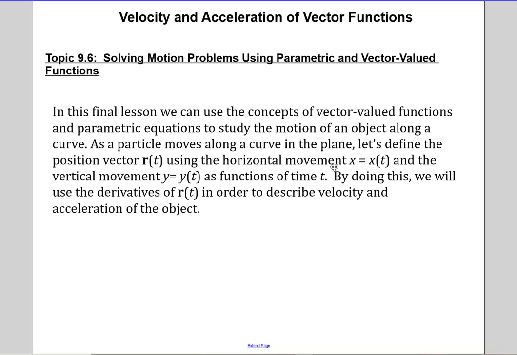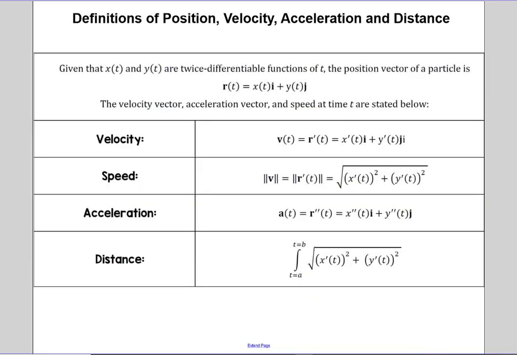As a particle moves along a curve in the plane, we're going to define that position vector again using r of t, with the horizontal movement as x and the vertical movement as y, both of those being functions of time. And by doing this, we can use the derivatives of r of t to describe the velocity and the acceleration of the object.